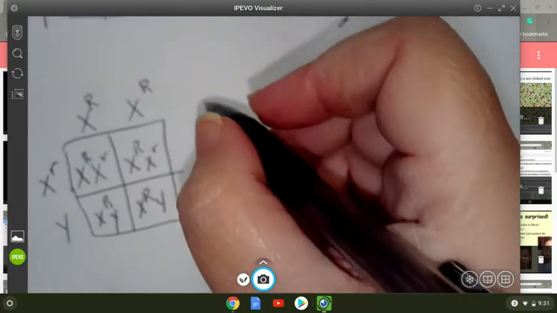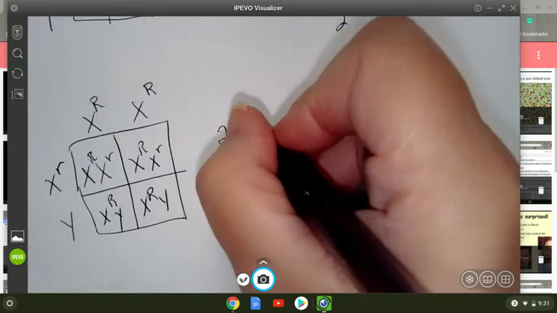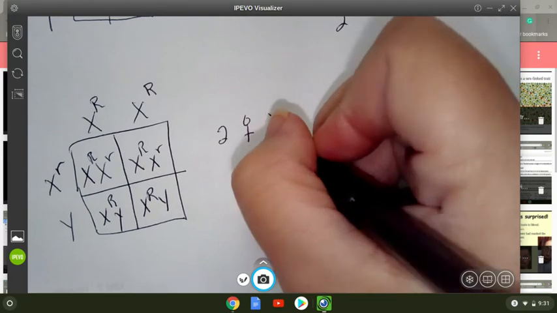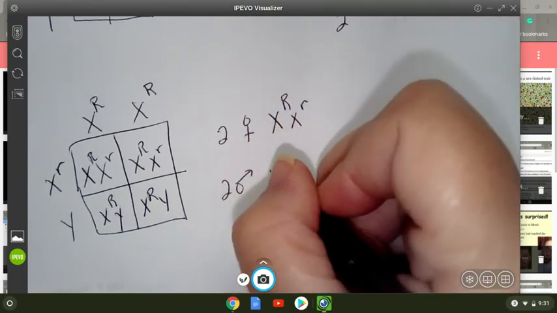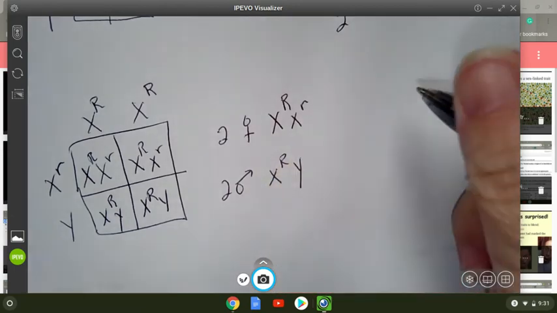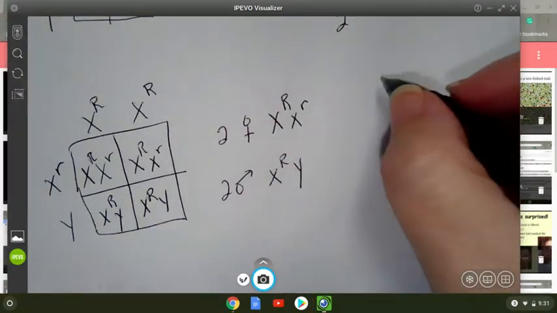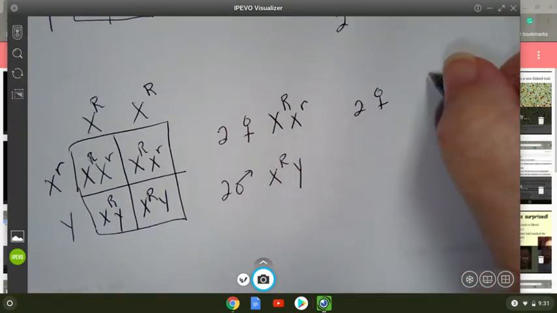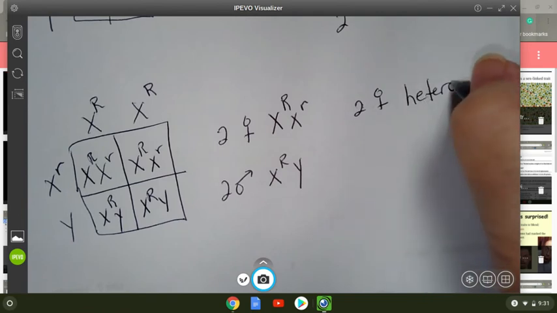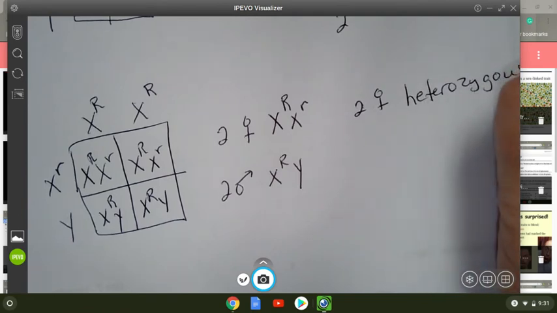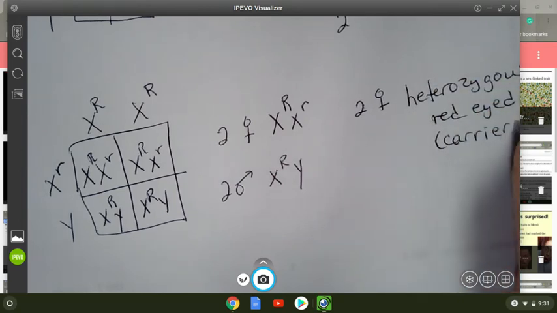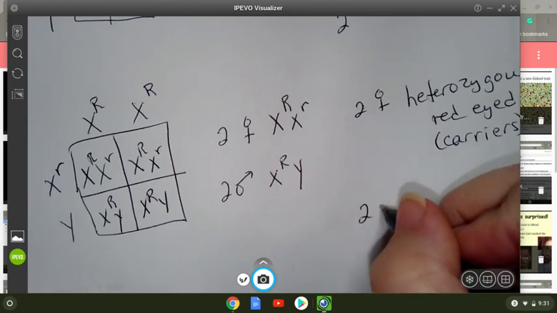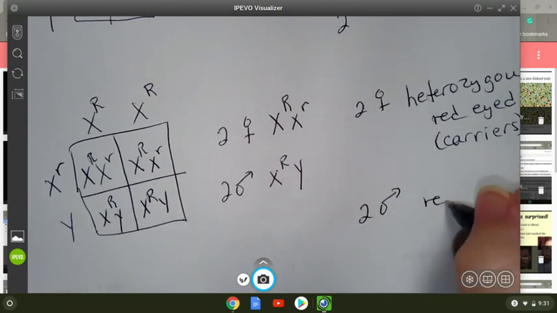Okay, so our genotypes are two females with X big R, X little r, and two males with X big R, Y. So our phenotypes are two females, heterozygous, red-eyed. Since they're heterozygous, these would be our carriers. And then we have two males, red-eyed.